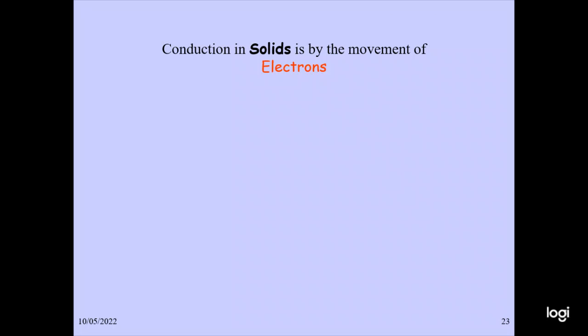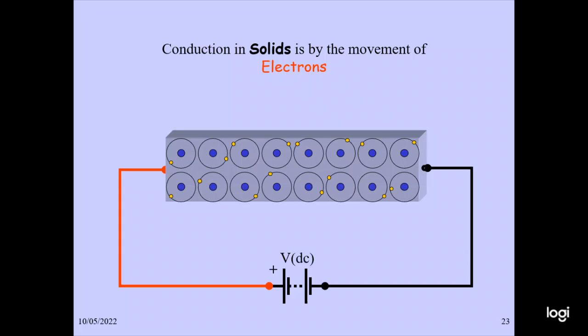Conduction in a solid is by the movement of electrons. When the electrons are moving around, the electron flow is as in this diagram. The electrons are flowing like this. And conventional current flow is from positive to negative.